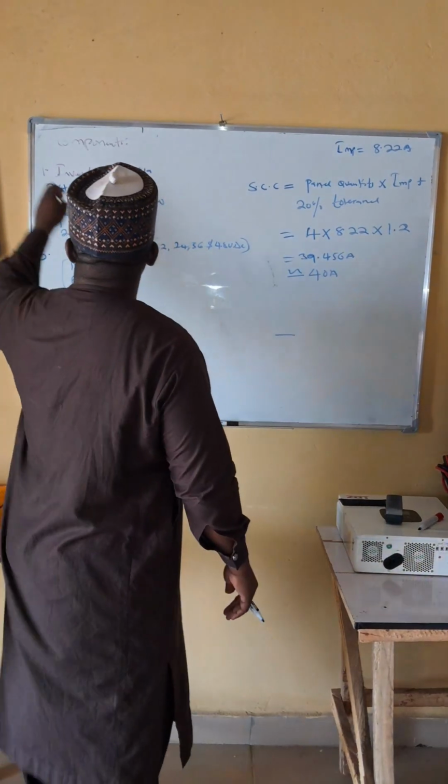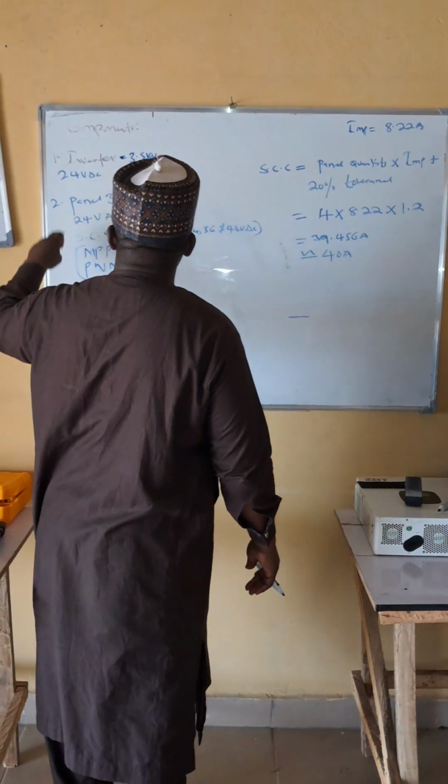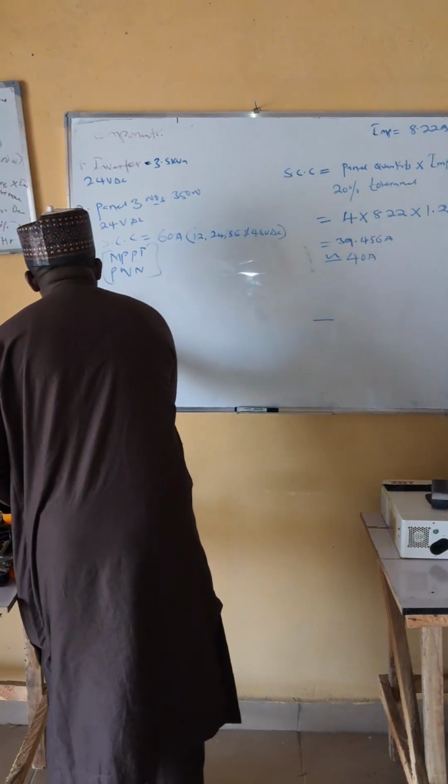Fine. So now we have the inverter, we have the solar panel, and we have the charge controller. Lastly, what is the component missing?